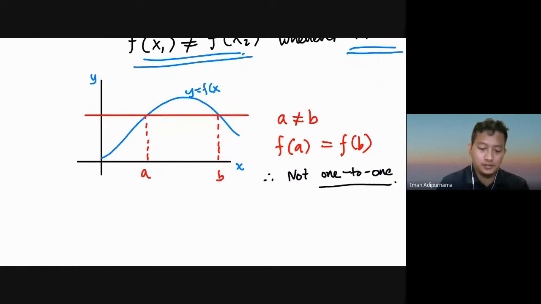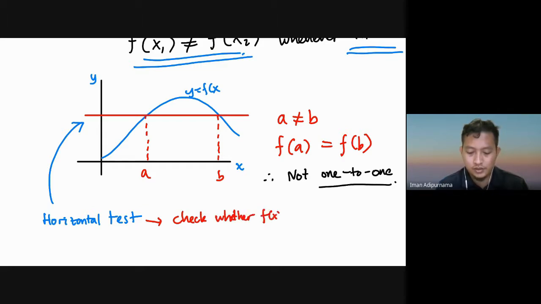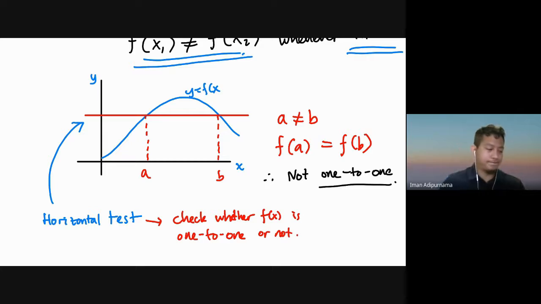This line here is called the horizontal line test. We have the vertical line test to check whether it's a function or not, and this is the horizontal line to check whether the function is one-to-one or not.